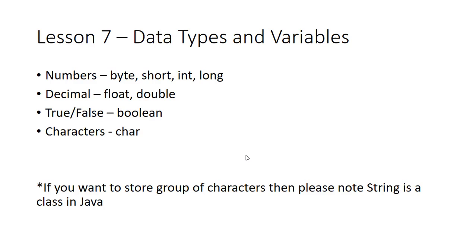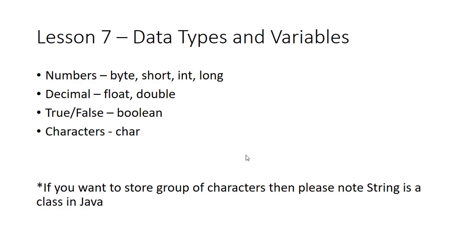For decimals, we have float and double. If you have a number with decimal places of 6 to 7, you can use float. But if you have fractional numbers with more than 7 decimal places, then you should go for double. Boolean is for true and false, if you just want to use that toggle.